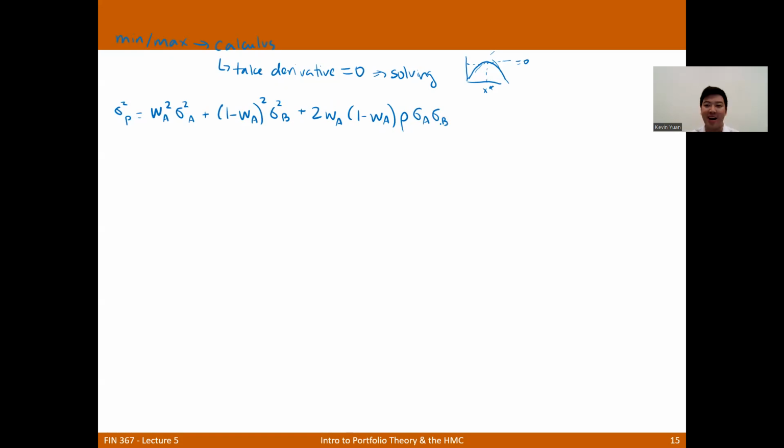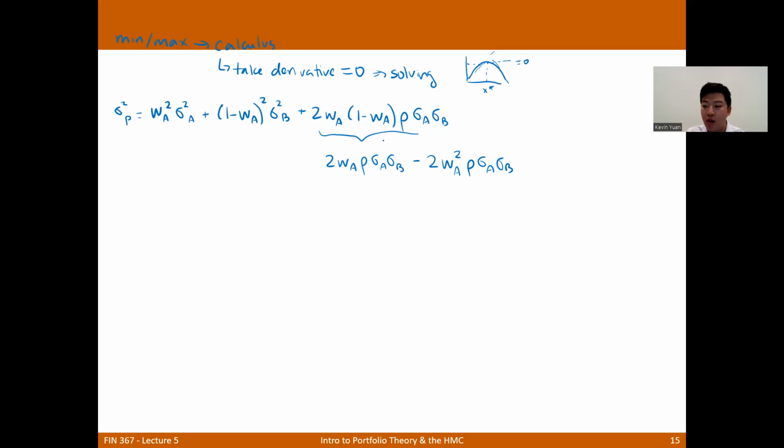Okay, so I haven't really done anything. I've just written out this nasty equation with substitution of weight of B as 1 minus weight of A. Okay, so I can rewrite this term here as 2WA, correlation, sigma A, sigma B, minus 2 weight A squared, correlation, sigma A, sigma B. So I've just rewritten this. I can certainly do that.